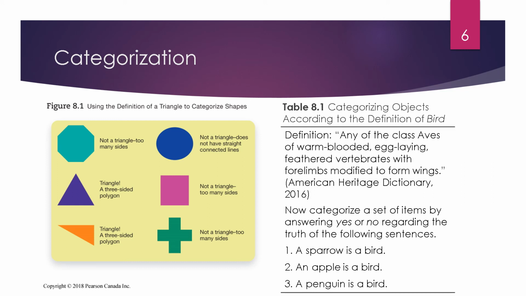Whereas for table 8.1, if we were categorizing objects according to the definition of, say, bird, and we know that the definition of bird is any of the class Aves of warm-blooded, egg-laying, feathered vertebrates with 4 limbs modified to form wings. So by this definition, if we were doing it based on the rule-based categorization, we would see that both a sparrow and a penguin would obviously fit the category of birds, but if you think of bird, like I mentioned before, it is probably more of an issue of graded membership. So we'd probably be quicker to say that the sparrow fits that definition than we would to say that the penguin fits it.